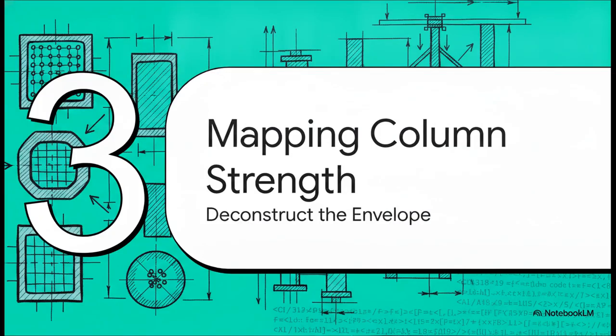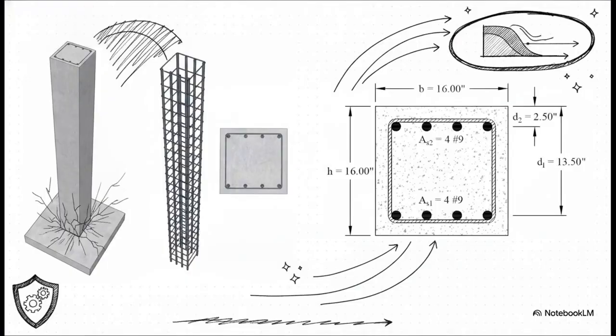Section 3. Mapping column strength. Deconstructing the envelope. Okay, let's pivot from the internal trusses of deep beams to the true vertical workhorses of our structure's reinforced concrete columns. Here we've got a physical representation of a tied reinforced concrete column. It's your standard 16 by 16 inch cross-section. Now, if you look at the internal layout on the right side, you can see it's reinforced with 8 number 9 rebar bars, perfectly distributed.